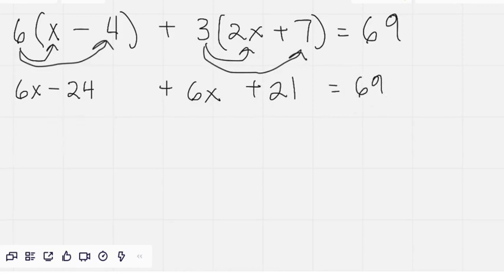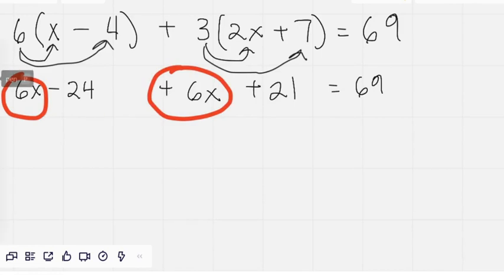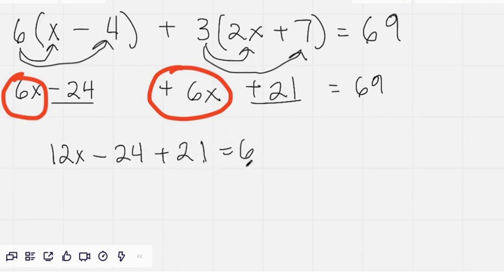Now all you've got to do is combine like terms. We didn't go over this, but I'm just giving you a brief overview of what's to come. You have 6x over here and 6x over here, so 6 plus 6, that's 12x. Then you have negative 24 plus 21, which is negative 3. So 12x minus 3 equals 69.